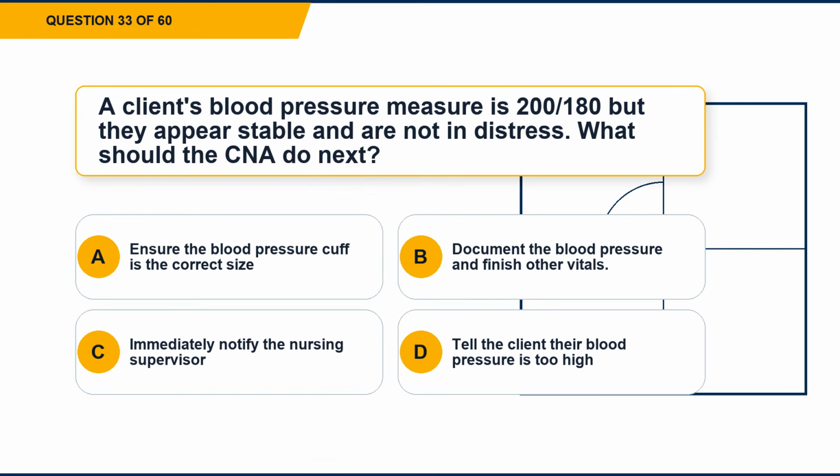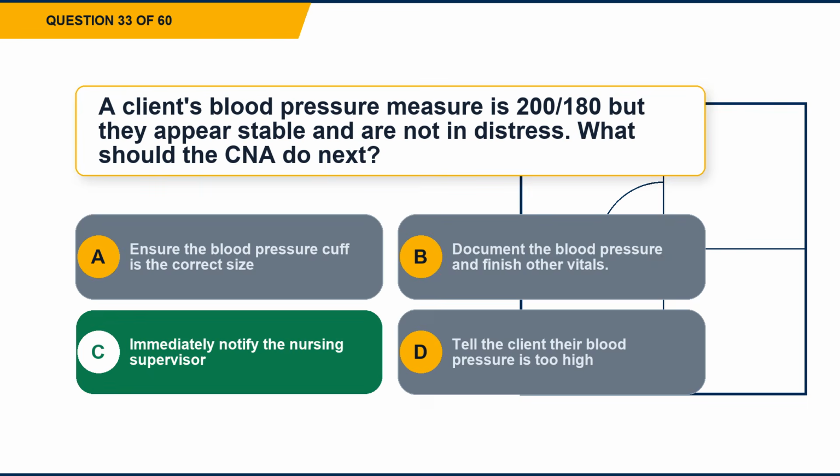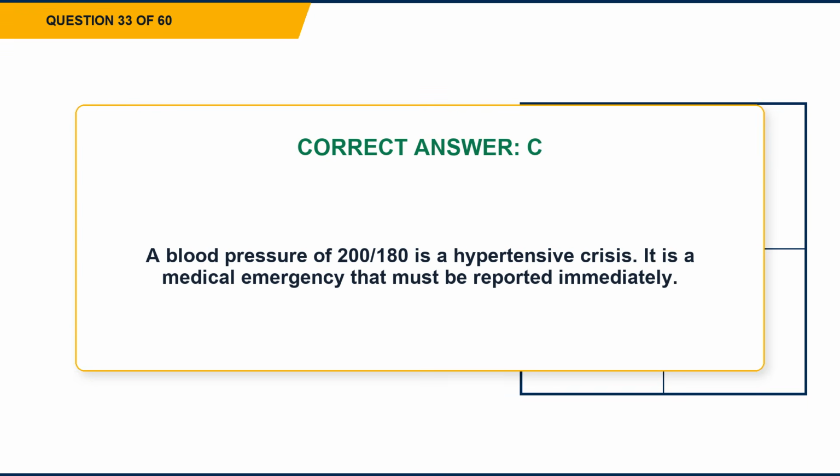Question 33. A client's blood pressure measure is 200/180 but they appear stable and are not in distress. What should the CNA do next? Option A, ensure the blood pressure cuff is the correct size. Option B, document the blood pressure and finish other vitals. Option C, immediately notify the nursing supervisor. Option D, tell the client their blood pressure is too high. The correct answer is option C, immediately notify the nursing supervisor. Explanation: a blood pressure of 200/180 is a hypertensive crisis. It is a medical emergency that must be reported immediately.